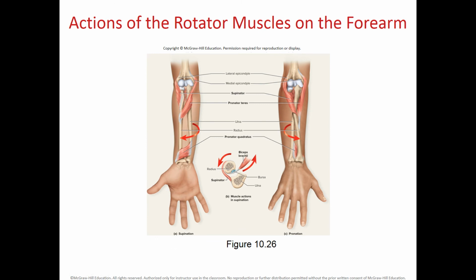So actions of the rotator muscles of the forearm. So we have here pronator teres and pronator quadratus, which help us to pronate the forearm. And then here we have the supinators. So supinator is only one. Sorry, I said two. It's a supinator, but it's only one. So this is the supinator. This one helps us to supinate. So supinator is an antagonist of the biceps brachii and also of the pronators. So we have pronator teres, which means round, and pronator quadratus, which is square.